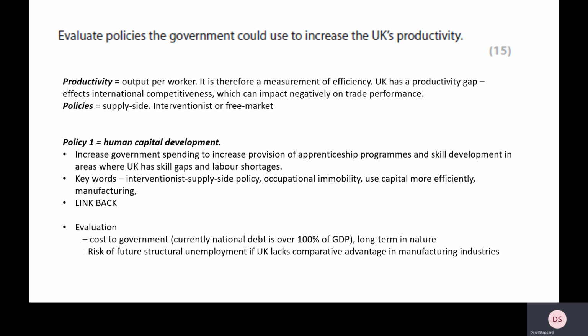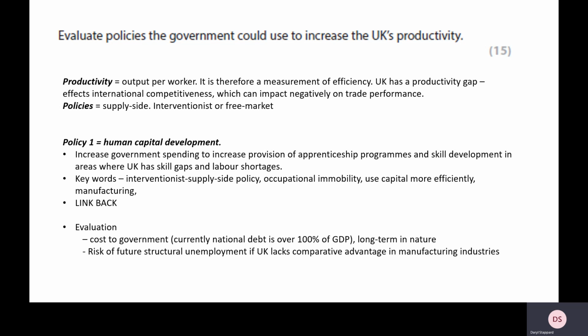and that could improve access for businesses to the skilled workers they need to become more productive. You tend to find as well that if workers have got better skills, then they can use capital more efficiently inside factories, on production lines. And clearly I'm going to link this back to manufacturing, which is where the UK has got these productivity gaps. I then mentioned this link back. I've got to make sure that I steer this back towards how this could increase the UK's productivity.